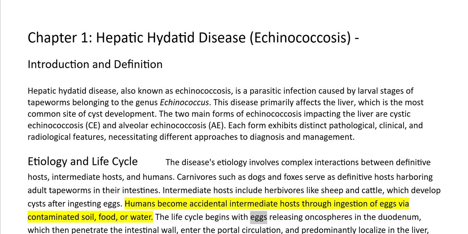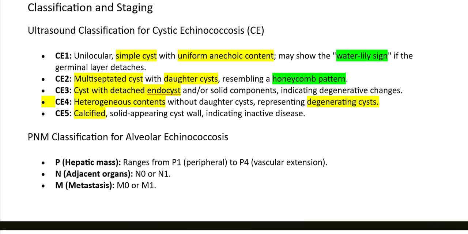The life cycle begins with eggs releasing oncospheres in the duodenum, which then penetrate the intestinal wall, enter the portal circulation, and predominantly localize in the liver, where they develop into metacestodes or hydatid cysts.